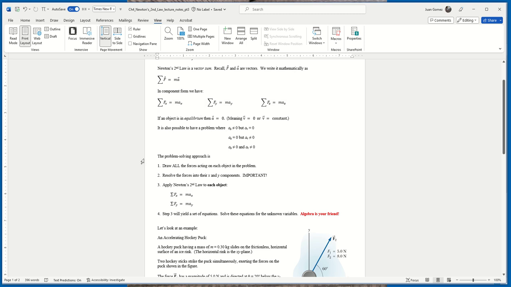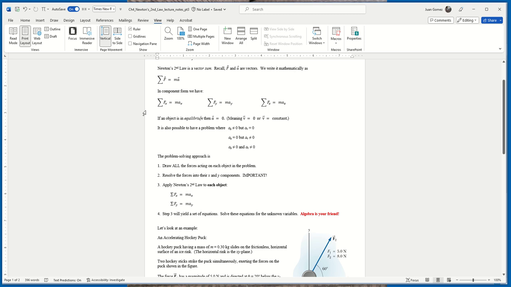Well, what that means is you have to draw each force acting on the object, or objects. We'll see where sometimes there are two or more objects involved in the system, but we'll get to that. But you draw all the forces acting on the object, and then, if need be, draw the x and y components of those forces.